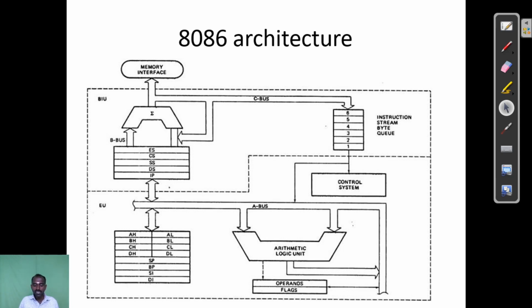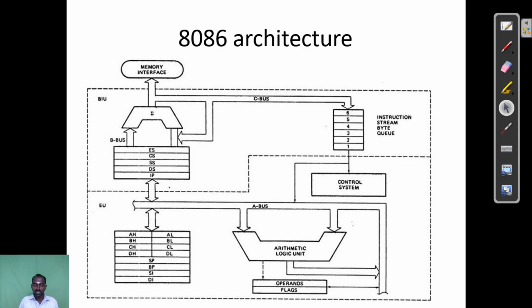Next one is the base pointer. This is also a 16-bit register. It is used to hold the base value in base addressing, using the stack segment register to access data from stack memory. Next, the source index. Its function is to hold the index value of the source operand for string instructions.